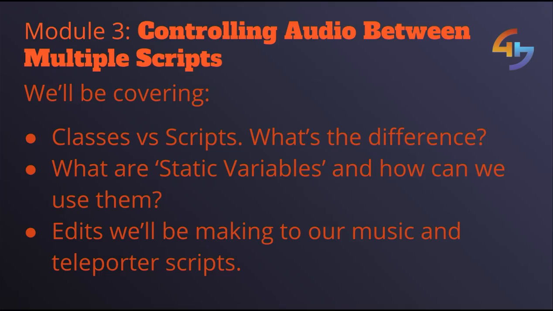In this lesson, we'll be taking a look into the relationship between classes and scripts in order to look at how we can control our audio events from multiple sources. We'll introduce ourselves to static variables and talk about which variables we might want to make static, and we'll also be telling our music event we created back in the event instances lesson to stop when the player enters the portal from the teleporter script we created in our first parameters lesson.